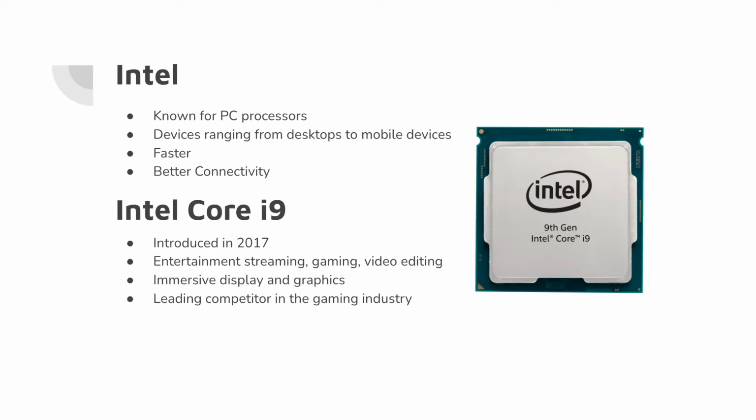Intel Core processors in general were introduced in 2006. However, Intel came out with its newest installation of the Intel Core i9 in 2017. The primary focus of the CPU was to support entertainment streaming, gaming, and video editing due to its immersive displays and graphics. Today, Intel Core i9 is a leading competitor in the entertainment industry, specifically the gaming industry.